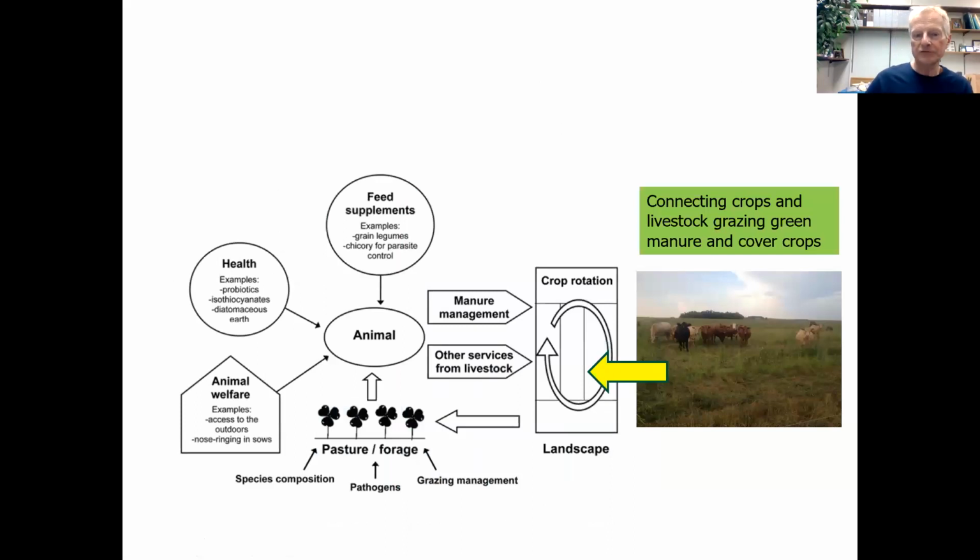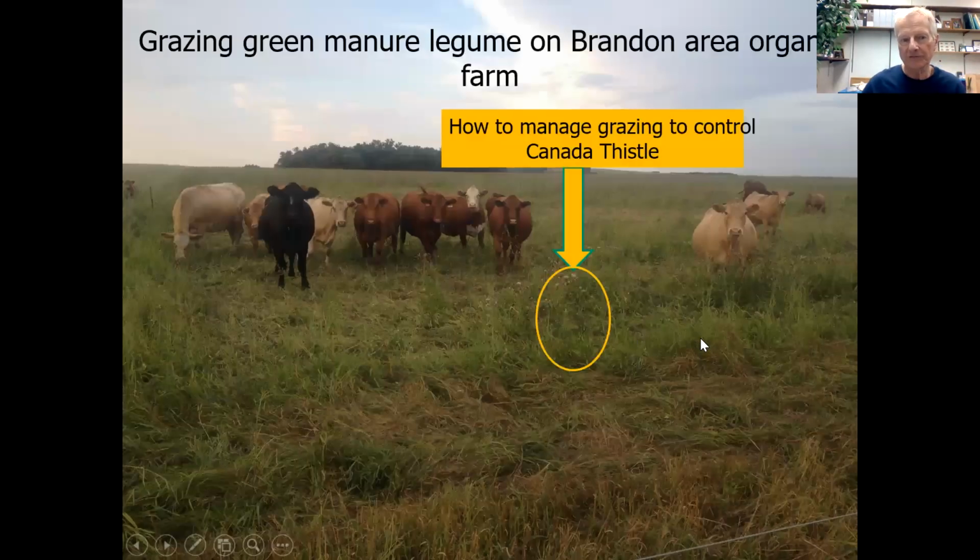Now, another option, like the one I showed you from Scott Beaton's farm, is you could graze the green manure as a way of improving the economics of that green manure. And questions come up sometimes: what's the best way to graze the green manure? And then what about weeds in the green manure, especially Canada thistle, which is a real problem weed in organic production? We know that if we till that, we're going to get good control of it. What kind of control do we get with grazing?